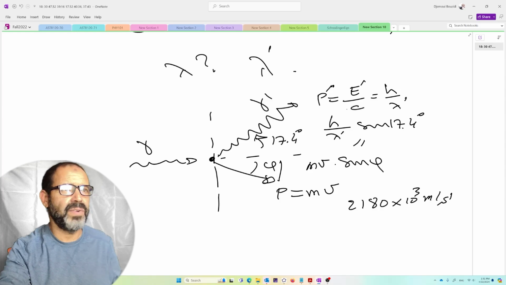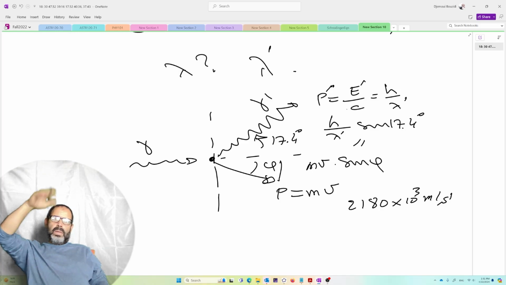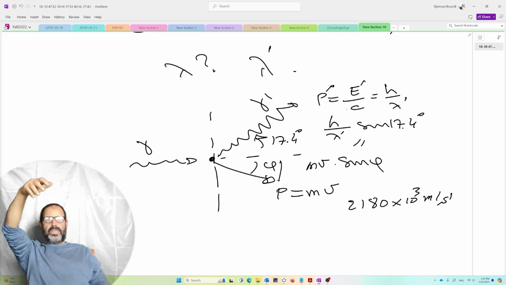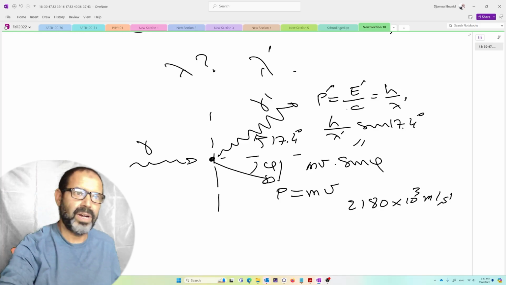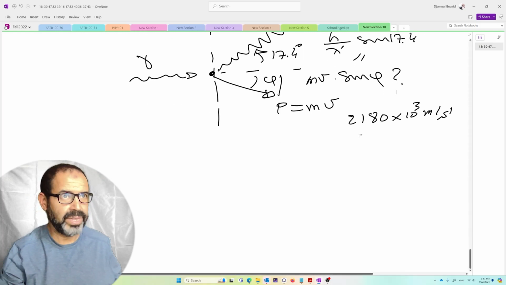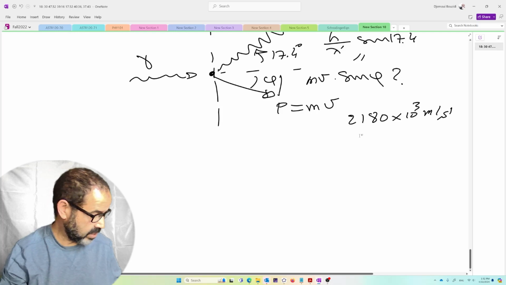Equate the two, you have everything. You have lambda prime, which you computed from the first step. h is known, the mass of the electron is known, the velocity is given, the angle of the outgoing scattered photon is given. The only thing that is not known is phi. Once you find this relationship, the arcsine of this over that, you're going to get the angle phi, the direction in which the photon has scattered.